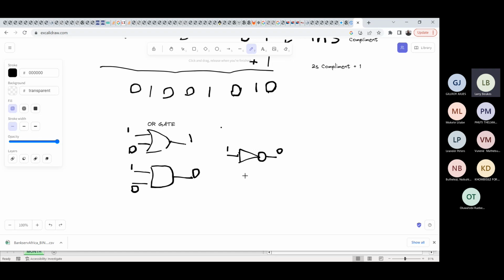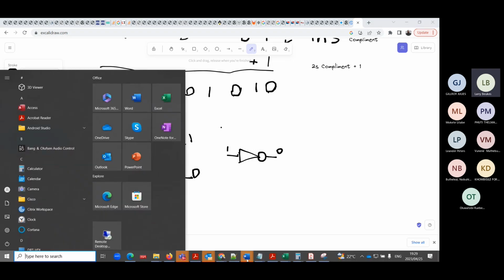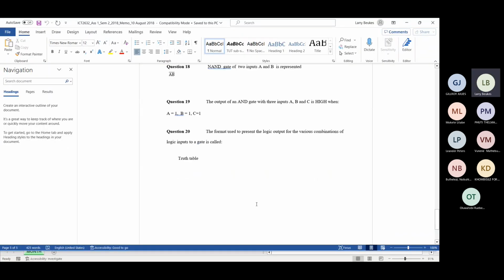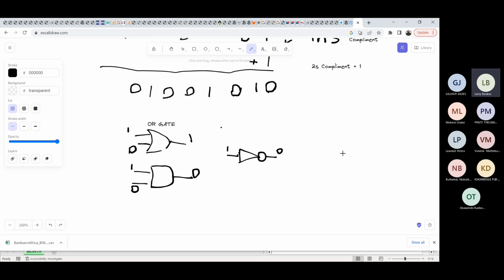But now, how do I know this? How do I know this? So let's go to their formal explanation there. I just know because I know it's a truth table that we use, but here's the answer. The format used to present the logic output for various combinations of a logic input to a gate is called a truth table, right? So that long, boring explanation there, there's a truth table for that.